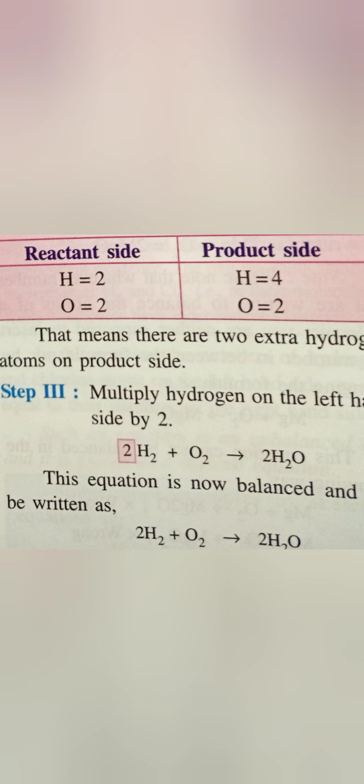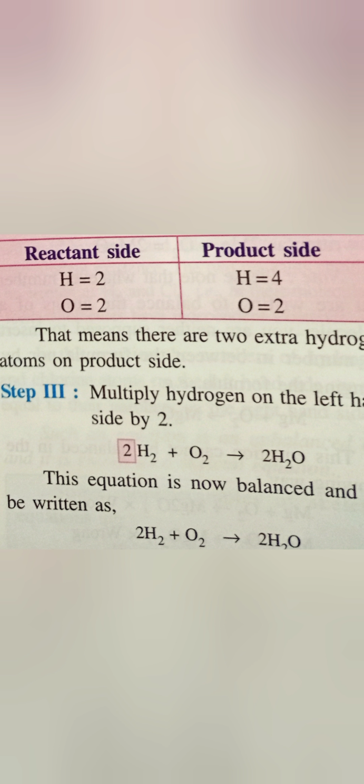Now compare: reactant side 2 hydrogen but product side 4 hydrogen, and oxygen in the reactant side 2 and product side also 2, meaning extra hydrogen on the product side. Now step 3, multiply hydrogen on the left hand side by 2. Now the equation is 2H2 plus O2 gives 2H2O.